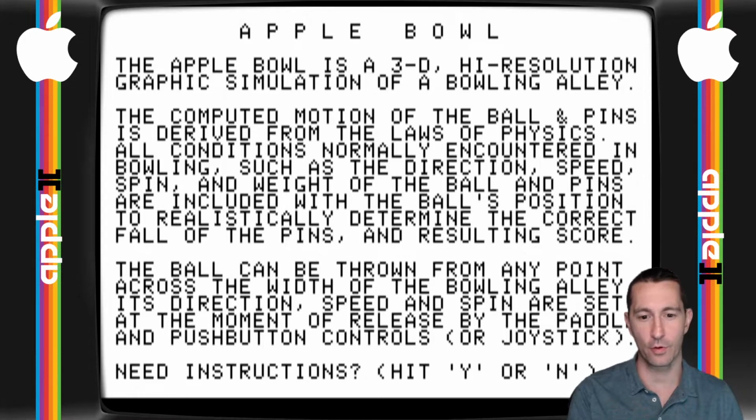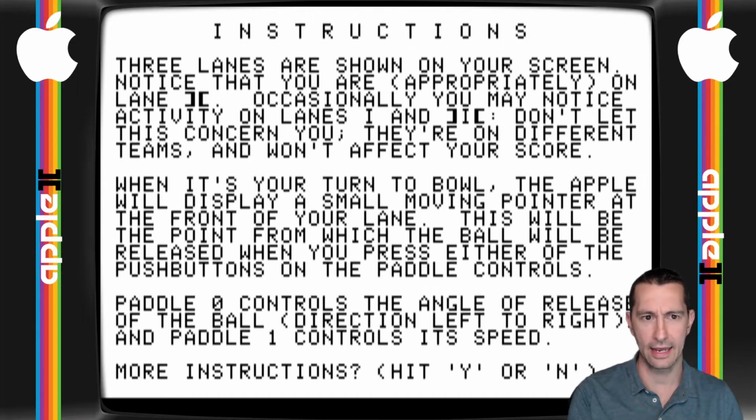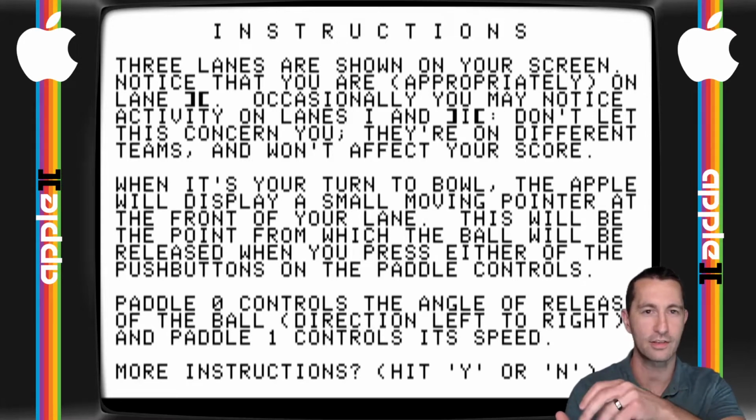The ball can be thrown from any point across the width of the bowling alley. Do you need instructions? Yeah, I do. 3 lanes are shown on your screen, approximately on lane 2. Occasionally you may notice activity on lanes 1 and 2, but don't let this concern you. They're different teams. When it's your turn, Apple will display a small moving pointer in front of the lane, and you'll point which ball will be released when you press either of the push buttons. Ooh, on the paddle controls. Okay. So we use a paddle controller. This is the Apple II, so you could use a little twist dial similar to Atari's.